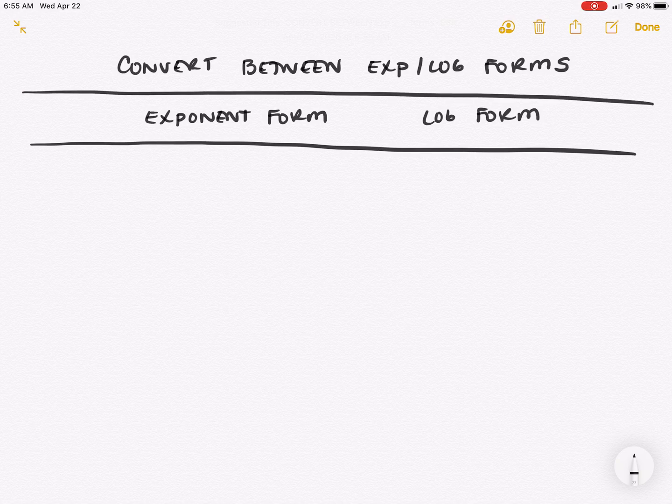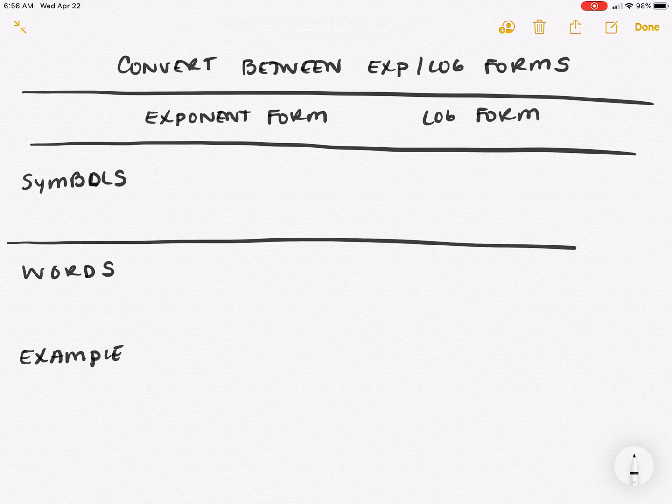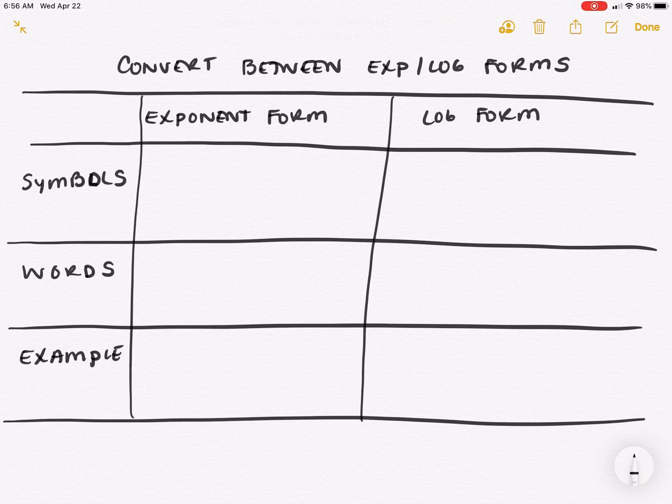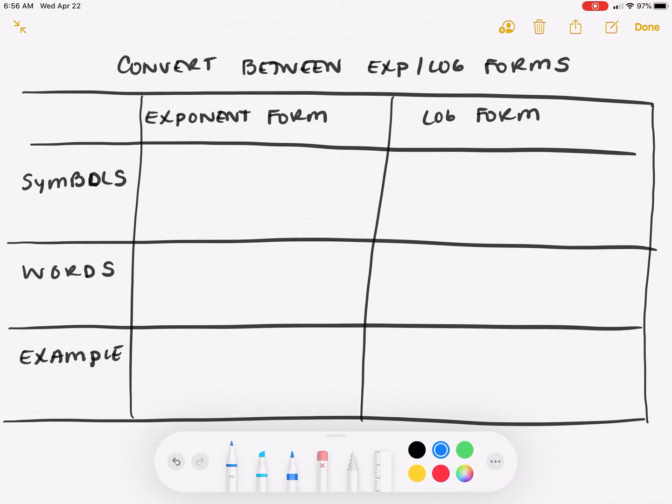I'm going to do this in a couple different ways. We're going to write this in symbols. We're going to write this in words, which I often find helpful. And then finally, we're going to write it by making an example. So go ahead, hit pause if you need to, but take a second to make this table. If we were in class, I'd have a nice little cutout for you, but for now we need to make our own.